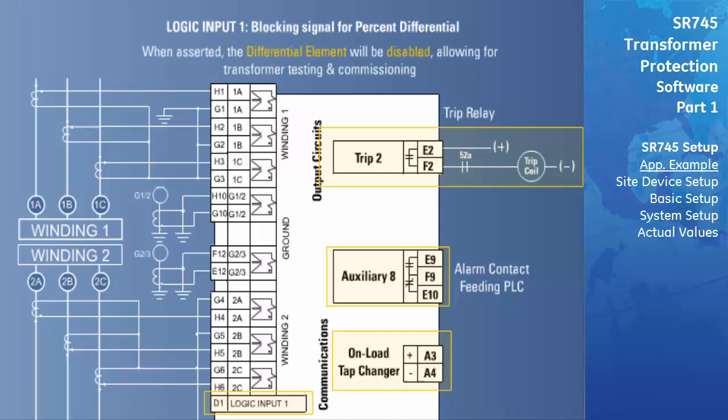When asserted, the differential element will be disabled, allowing us to perform transformer testing and commissioning. For example, if we use a common trip output and wish to test only the overcurrent element, we can use the input to disable the differential so that only the overcurrent will cause operation of the trip contact.